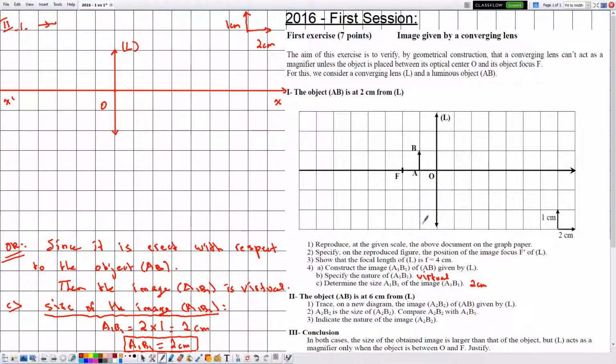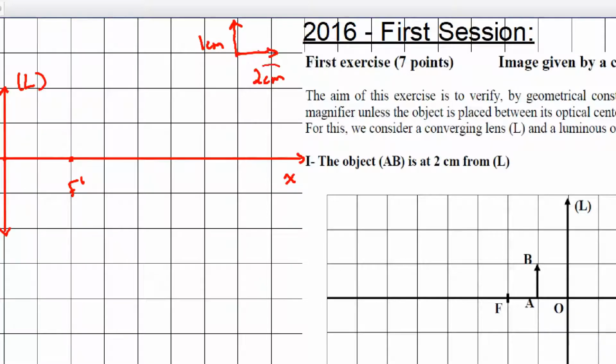Now we didn't change the lens, therefore the position of the image focus and the object focus will not change as well. Therefore this is the object focus f and this is the image focus f prime. But we have changed the position of the object AB. So it is now at 6 cm from L. This 6 cm represents the distance object lens. So 6 centimeters, and we divide by the scale along which you are putting data, which is the scale along the x-axis.